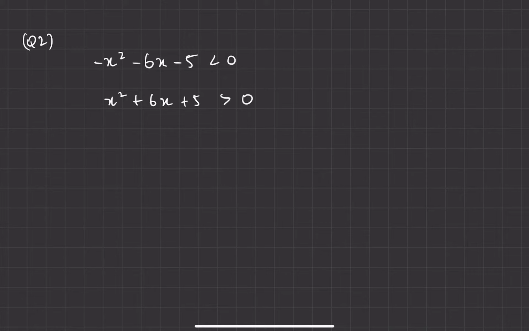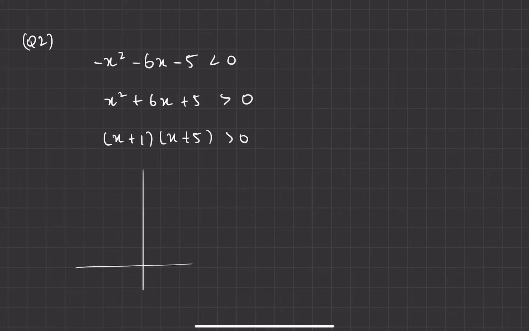Let's try to do another trickier question. Again, not necessarily so tricky, but it addresses the same problem of having a lot of negatives everywhere. In a situation like this, the first thing I would do is just multiply everything by a negative, and make sure to switch the sign. And let's factorize. So x plus 1, x plus 5.